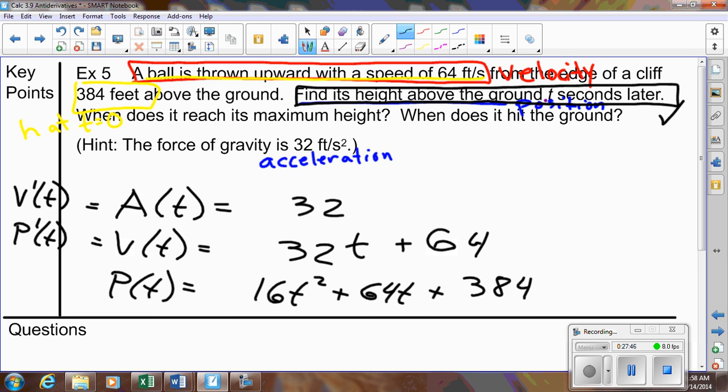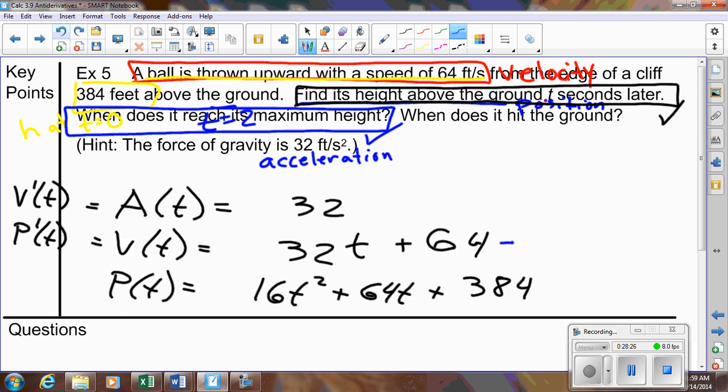Check. We've got that. When does it reach its maximum height? Well, maximum is telling us first derivative is equal to 0. And so we can come right back and say, when this piece equals 0, that's when we reach the maximum height. So at a time of 2. Okay, so second part, it reaches its maximum height at a time of 2. And we've got that part.